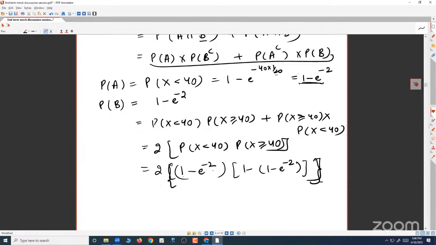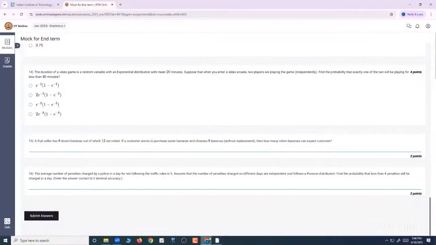Is this step clear? Yes, ma'am. Now this thing would be equal to 2 e raised to the power minus 2 into 1 minus e raised to the power minus 2. So I think option B is the correct option. Is the solution clear? Yes, ma'am. Everyone? Yes, ma'am. Okay. Let's proceed further.